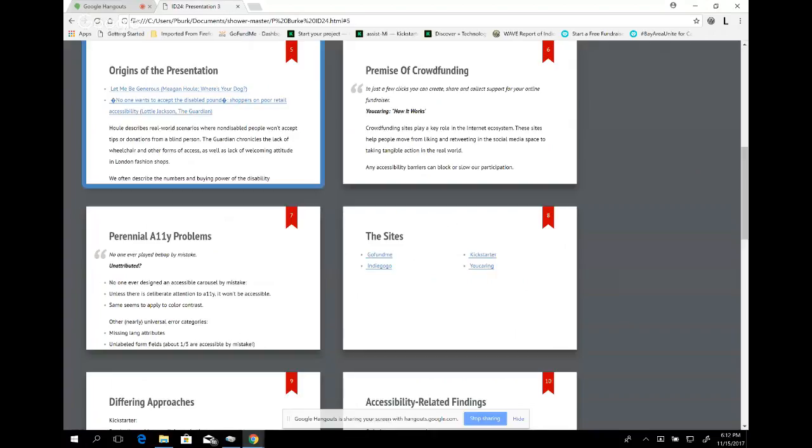We often talk about the numbers of the disability community and the buying power, if you add up one sixth of the world's population and so forth, yet it appears that various complex social factors are going to block the mainstream world from accepting our economic participation. So it seems to me it runs counter to the premise of crowdfunding.